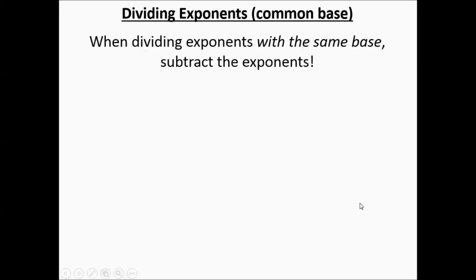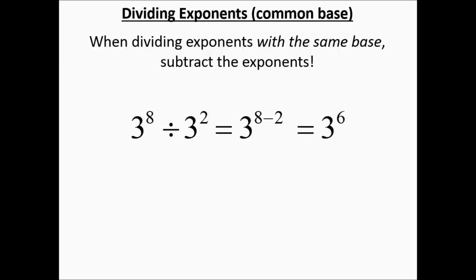Dividing exponents. Well, when we were multiplying exponents with common bases, you had to add their exponents. With division, when dividing exponents with the same base, you subtract the exponents. So 3 to the 8th divided by 3 to the 2nd is going to work out to 3 to the 8 minus 2, which is 3 to the power of 6.